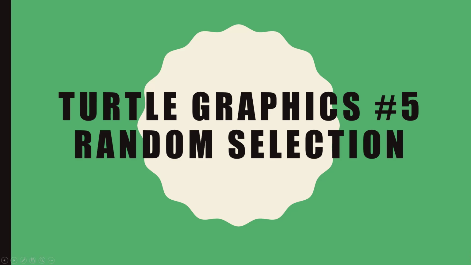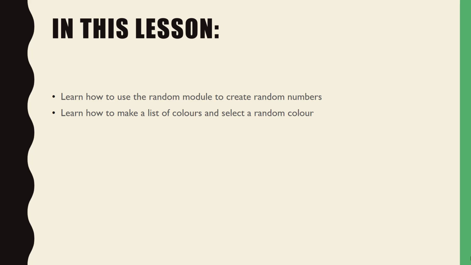Welcome to Lesson 5 of the Turtle Graphics video tutorial series. In this lesson, you will learn how to use the random number module to create random numbers and learn how to make a list of colours and select a random colour from that list. Let's begin.